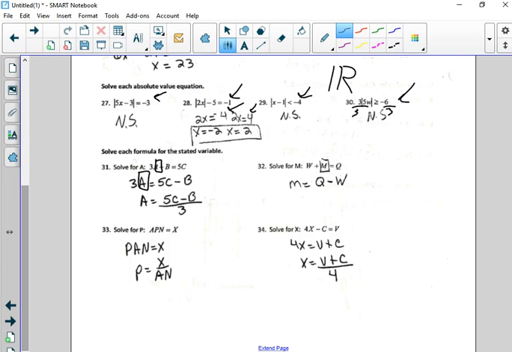32, all you do is subtract the W, easy enough. On this one, you're solving for the P. It's being multiplied by AN, so you divide by AN, and you're done.